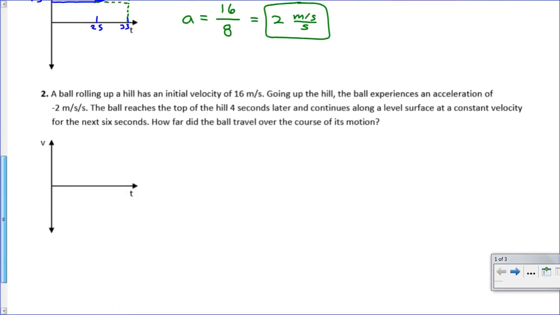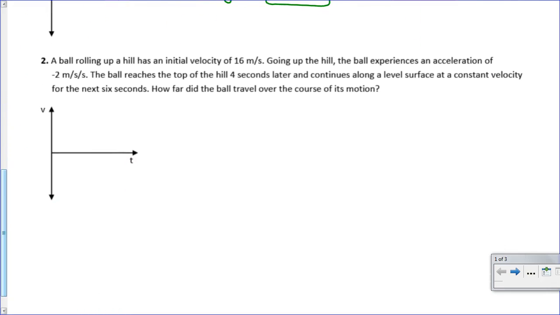Alrighty, moving on to problem number 2. We've got a ball, it's rolling up a hill, so someone's like stood at the bottom of the hill and they like chucked it up the hill, and so it's rolling up a hill, and it has an initial velocity of 16 meters per second. So going up the hill, the ball experiences an acceleration of -2 meters per second. The ball reaches the top of the hill 4 seconds later and continues along a level surface at a constant velocity for the next 6 seconds. And I asked how far the ball traveled over the course of its motion.